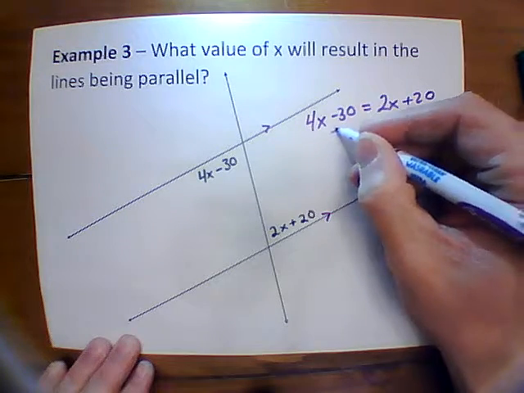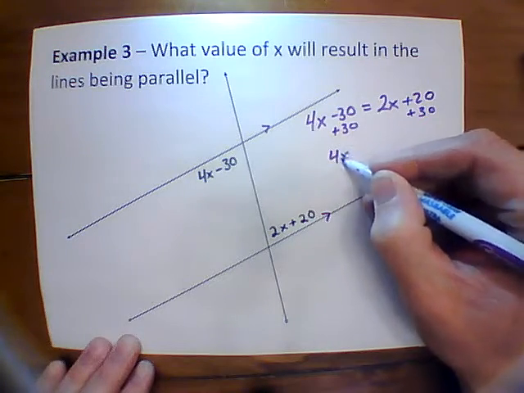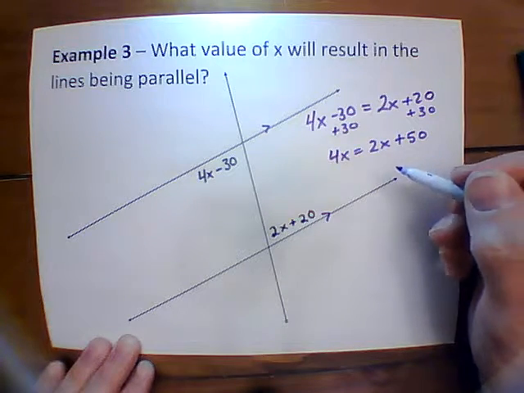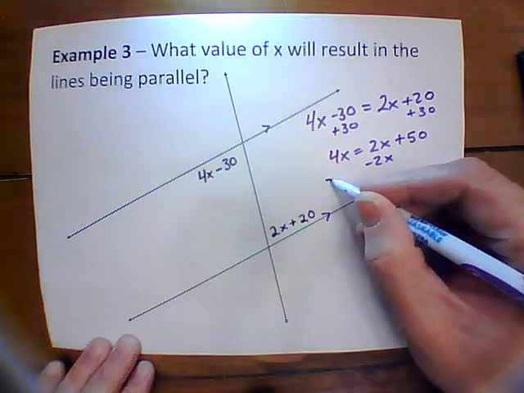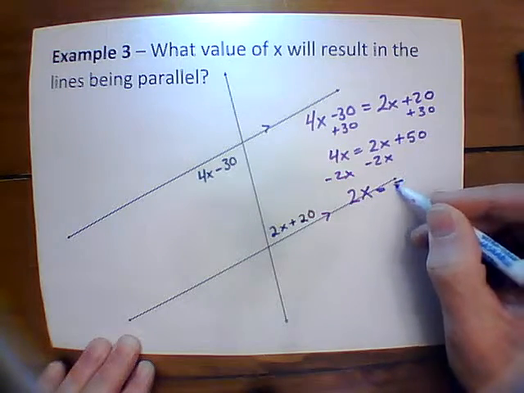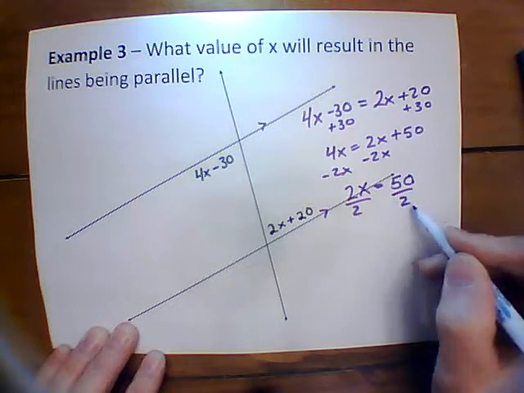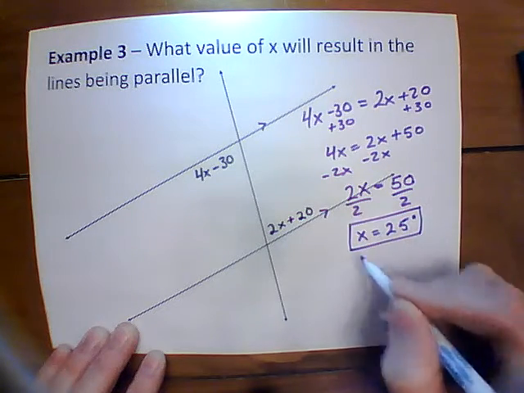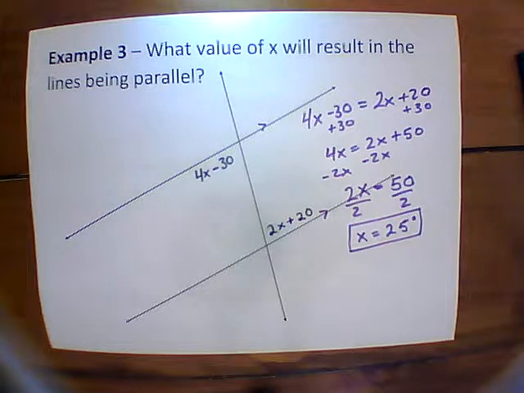So the first step in solving this equation is to add 30 to both sides. So then you get 4x equals 2x plus 50. Next step is to subtract 2x from both sides. And you'll get 2x equals 50. The last step for solving for x is divide by 2. And we'll get x equals 25. So what this is saying is that if x is 25, then we can conclude those two lines are parallel.